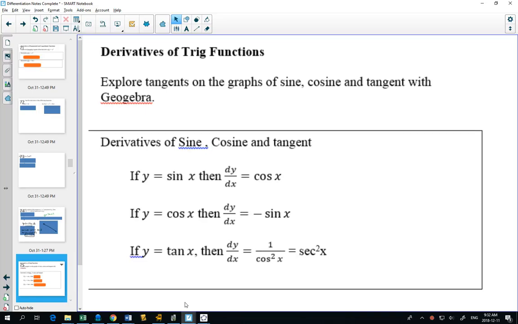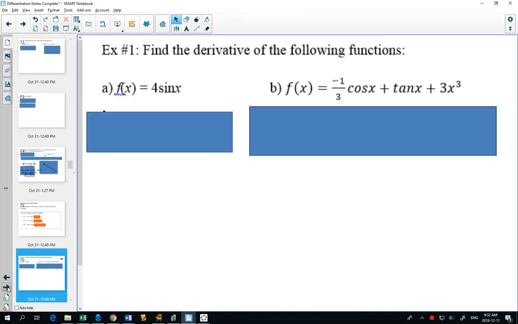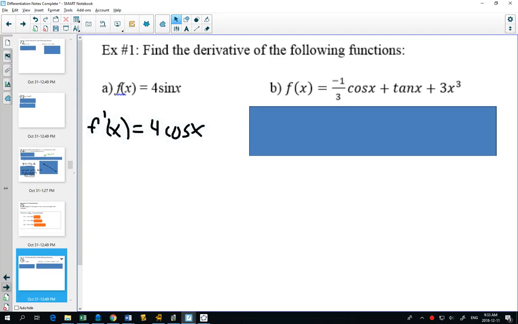But first, now that we've got our rules for sine, cos, and tangent, now we can find the derivative of new functions like this, with numbers in front, adding some of the things that we've learned before, like our power rule, and so on. And so having a number out in front doesn't matter. What's the derivative of sine? Cos. So the derivative of 4 sine will be 4 cos.